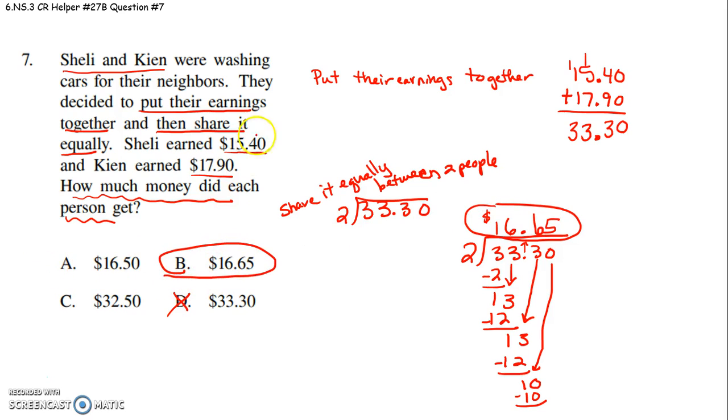So they work together, and they decide to split their earnings equally. So Shelly got a little bit more than she took in, and Ken got a little bit less than he took in because they wanted to share. They both worked hard. They did the same amount of time there, and so they shared their earnings. I hope that helps.